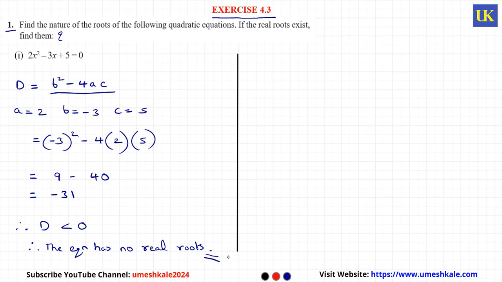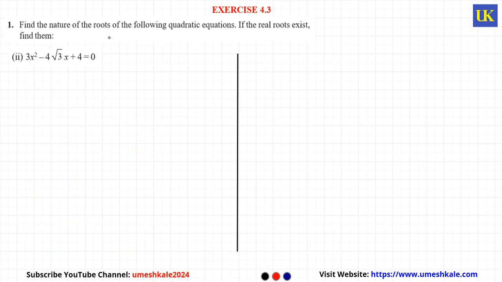Now we will see the second question. Now here we will see the second sub question in the first one. So 3x square minus 4 under root 3 into x plus 4 is equal to 0. So now we will write the value of a, b and c first. So a is 3, b is minus 4 root 3, and c is 4. Now first we will find the nature of root. If it is real or equal, then we will go ahead and find the roots using the formula method.